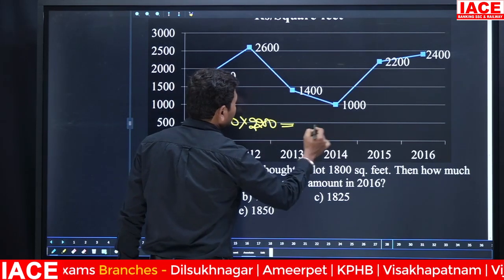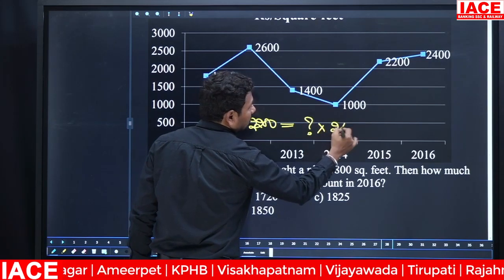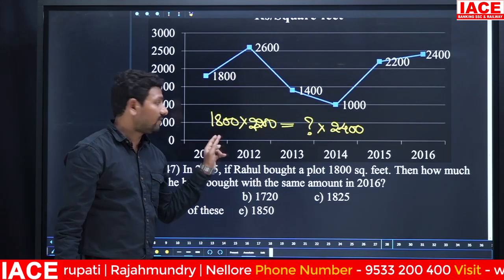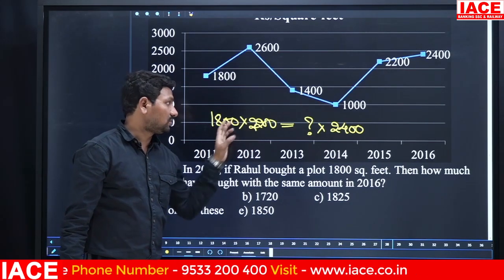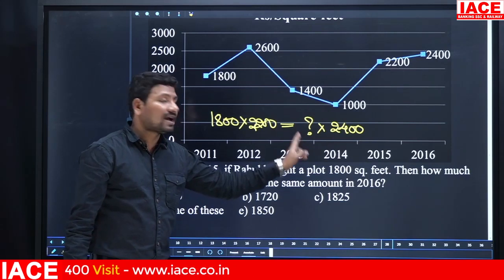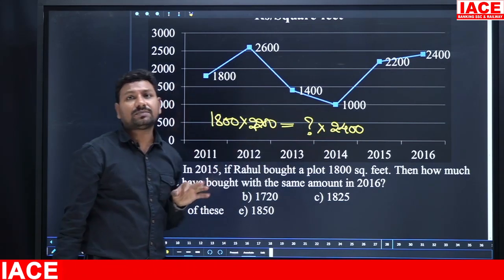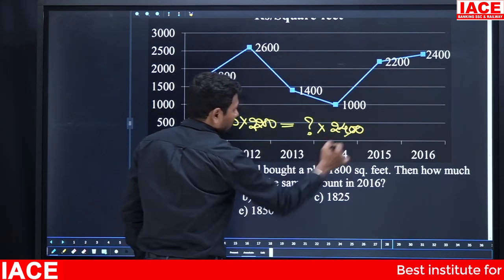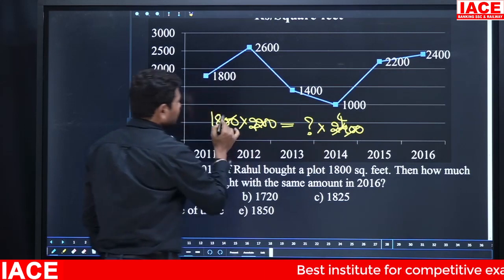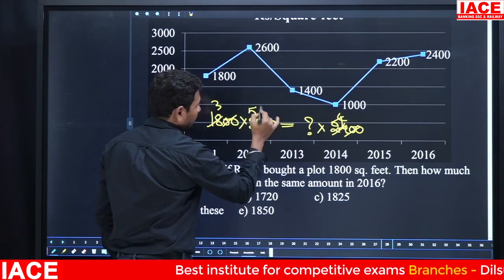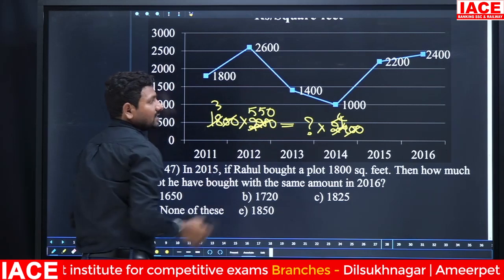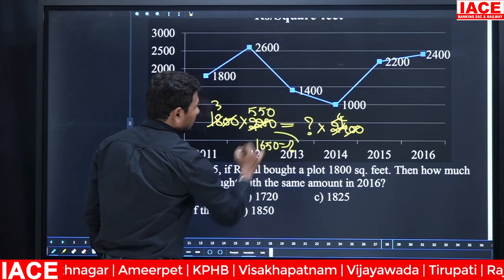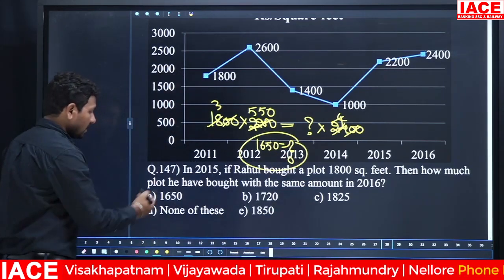In 2016, the cost of each square feet is how much rupees? 2400. He purchased 1800 square feet of land, each square feet at 2200. But here how much land he has to purchase, each square feet he is paying 2400. Cancel the terms to get an answer here. 00 cancel. 6 4s and 6 3s and 4 5s and 4 5s. 5 3s is 15. 15 into 11 is equal to 1650 square feet. Then the answer is option A.